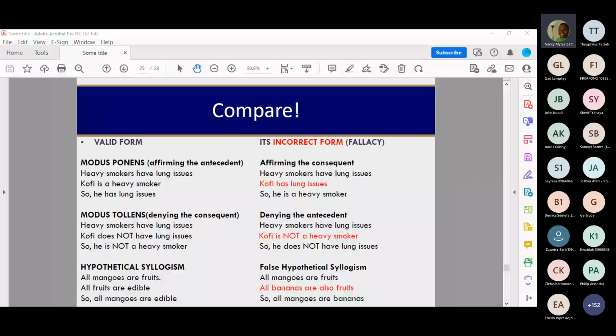We are doing modus ponens, a valid argument, using the name Kofi. Kofi did not study. Redeem, go ahead. Hello, madam. Yes, sir. Go ahead. Kofi studied, so he will pass.